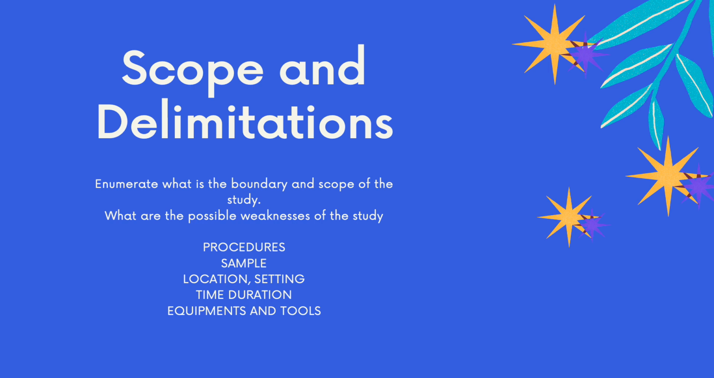The next section, scope and delimitation, includes the coverage of the study area, the subjects, the research apparatus, equipment or instruments, the research issues and concerns, the duration of the study, and the constraints that have direct bearing on the results of the study. It will present the possible weaknesses of the study.